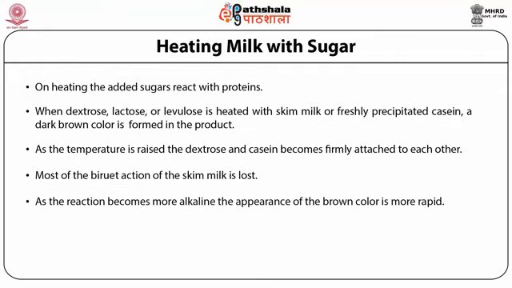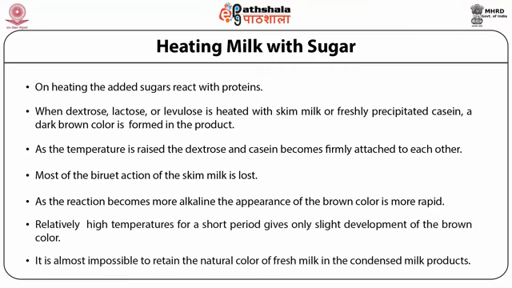Relatively high temperatures for a short time give only slight development of brown color when milk is heated with sugar. Although it is almost impossible to retain natural color of fresh milk when it is heated with sugar. We can see this in condensed milk and condensed milk products.